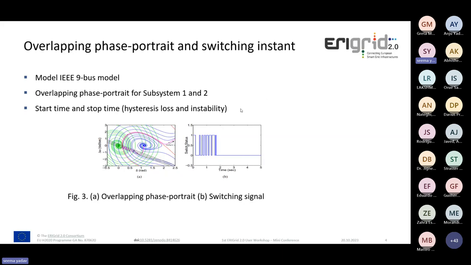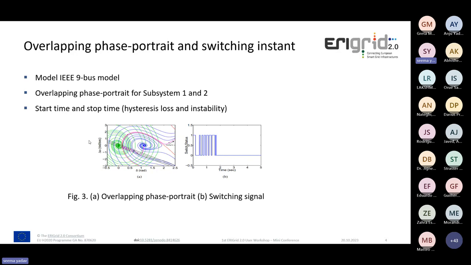From the interaction of subsystem 1, subsystem 2, and the sliding surface, which I mentioned in the last slide, we can find the start time of the attack, and the stop time we can find by the point at which the trajectory moves toward infinity. We will stop the attack when the trajectory of the system moves towards infinity. It is very important. If we do not stop the attack at the right time, then the system will become stable again. So it is very important, to avoid hysteresis loss and instability, to choose start and stop time very wisely.